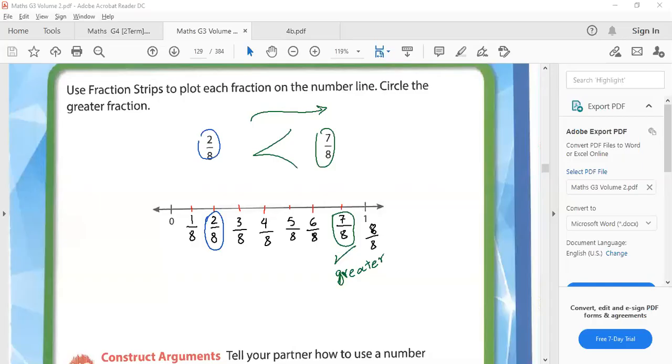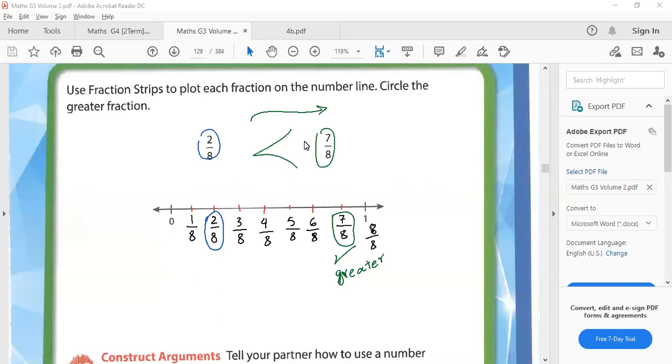So this is greater than 2 over 8. So 7 over 8 is greater than 2 over 8. We know that if we need to compare the two fractions without using the number line, we firstly look at the denominator. So the denominators are the same. So which is greater, 2 or 7? Of course 7. So 7 over 8 will be greater than 2 over 8.